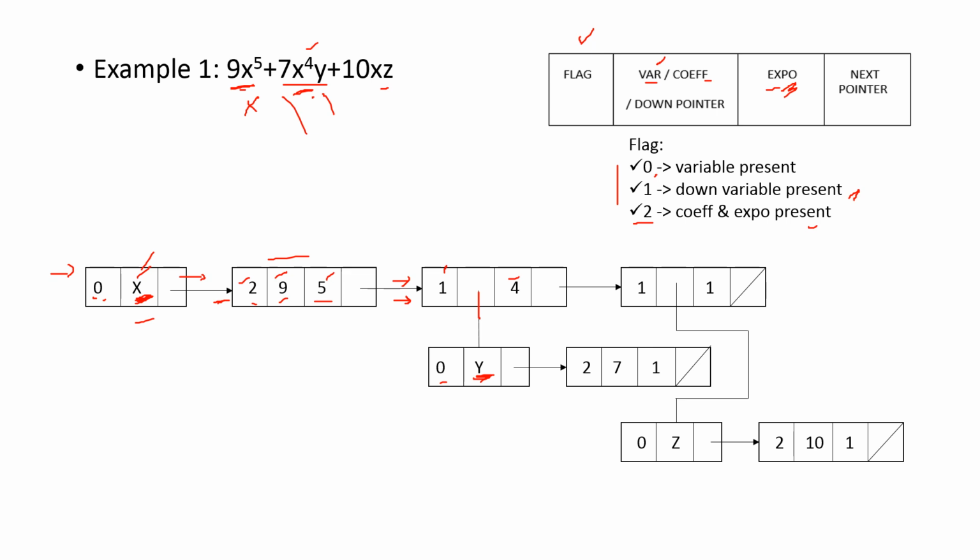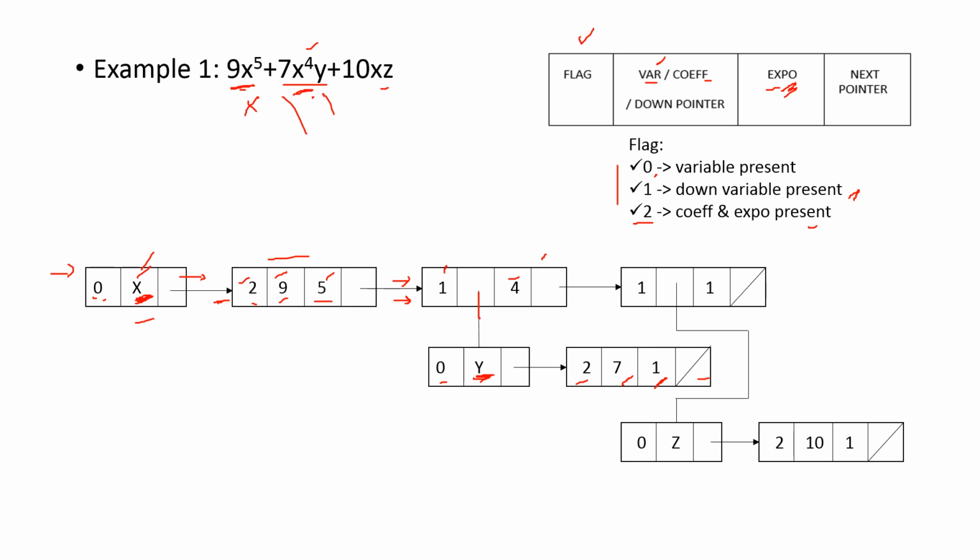So x we have already mentioned. Now only the y variable is there, right? So the coefficient and exponent we have to use. When we are using coefficient and exponent, 2 we have to write for the flag, and 7 is the coefficient, and 1 is the exponent of y, and then null, because it is finished there. Okay, that term is finished. So we have marked this null here.